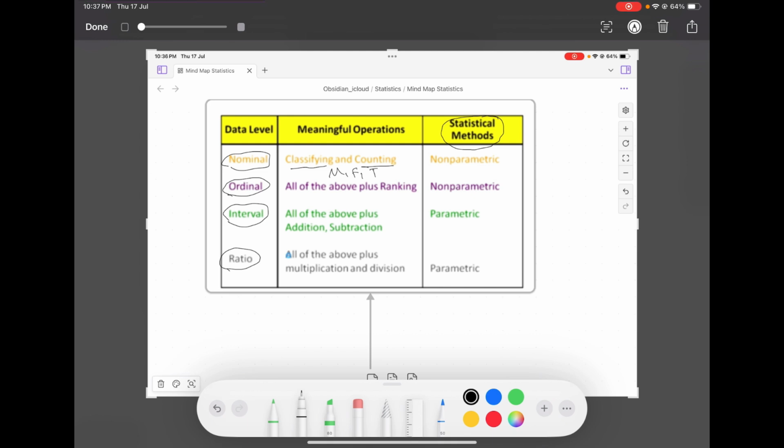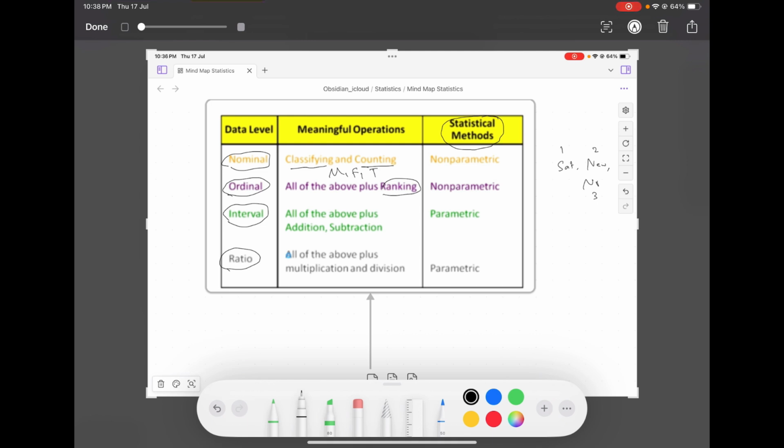Coming to the ordinal data, we have seen examples like product satisfaction level: satisfied, neutral, not satisfied. There is some kind of ranking between them, and you cannot have a difference between them. So what operations can you do? You can classify it, count it, and rank it. That means this has the highest rank, this is the second highest rank, this is the third highest rank, like that. You can rank it.